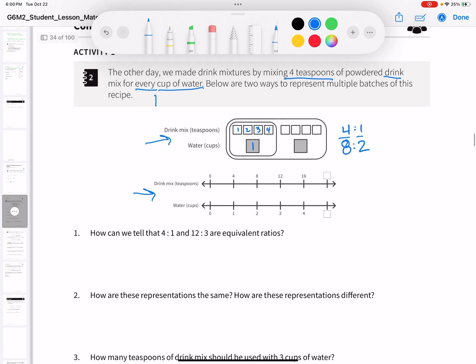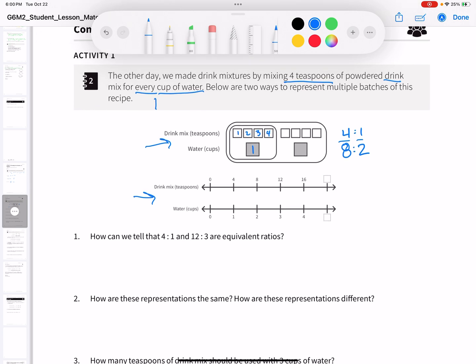Number 1 says, how can we tell that 4 to 1 and 12 to 3 are equivalent ratios? Well, to get from 4 to 12, we either have to multiply or divide. In this case, we are going to multiply by 3. 4 times 3 is 12. And what I do to one side, I have to do to the other. So 1 times 3 should get us 3. And it does. So we can write that 4/1 is equal to 12/3, because we do 4 times 3 and 1 times 3. We could also write that 3/3 equals 1. So 3/3 times 4/1, multiplying straight across, gets us 12/3. So they are equivalent because both sides were multiplied by the same number.